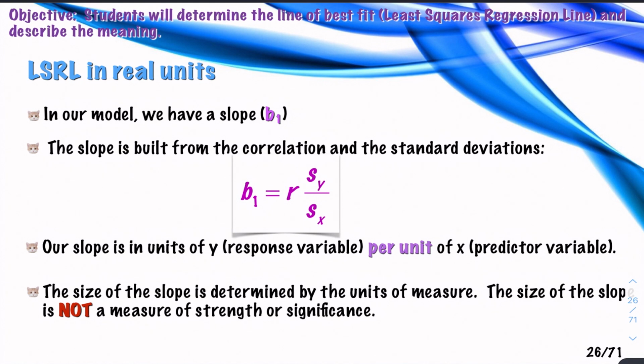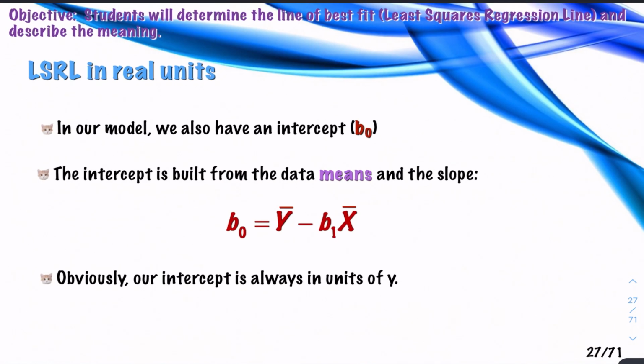The size of the slope is determined by the units of measure. The size of the slope is not a measure of strength or significance. Note that slope is not the measure of strength or significance. It's just the relationship between the two variables.